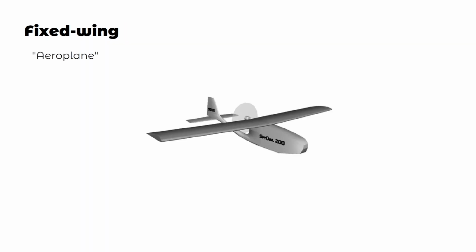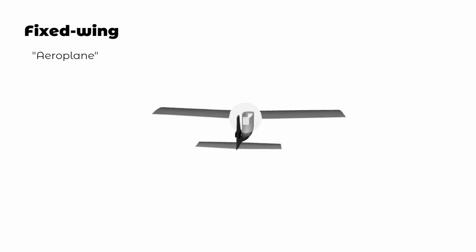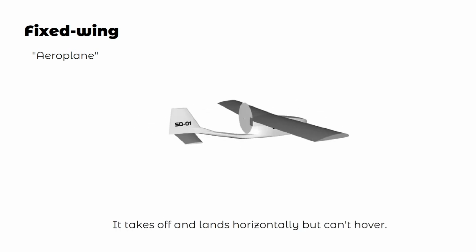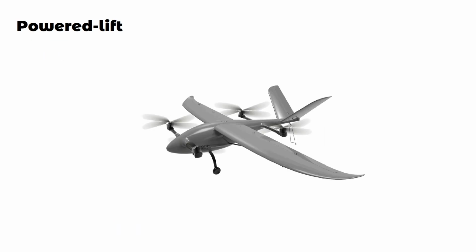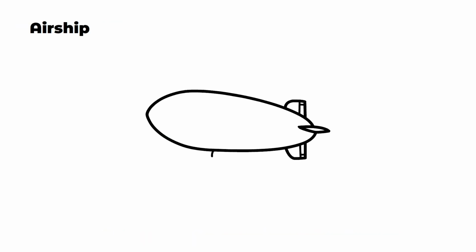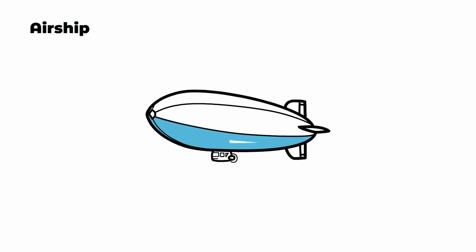Fixed wing. This type looks and flies like a regular plane. Powered lift. This can take off and land like a helicopter but can move into forward flight like a traditional plane. And lastly is the airship. This type is engine-powered and is lighter than air.